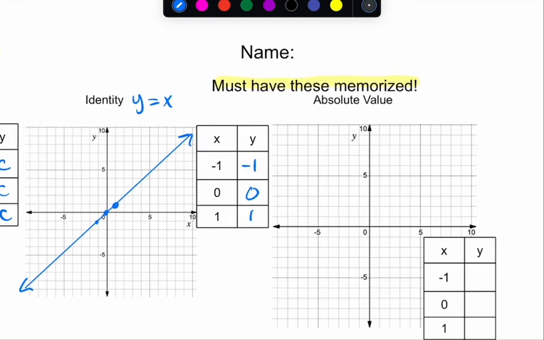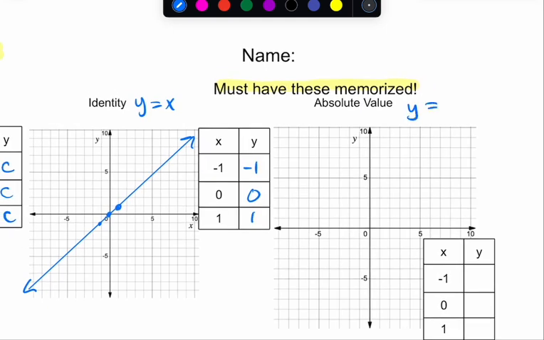Let's move on to absolute value. That's y equals the absolute value of x. The job of an absolute value is, if I plug something in, whatever that answer is inside, it makes it positive. So if I plug in -1, it's going to turn it into a 1. If I plug in 0, it's going to be a 0. If I plug in 1, it's going to be 1. So let's put those points on there, and then we make a graph.